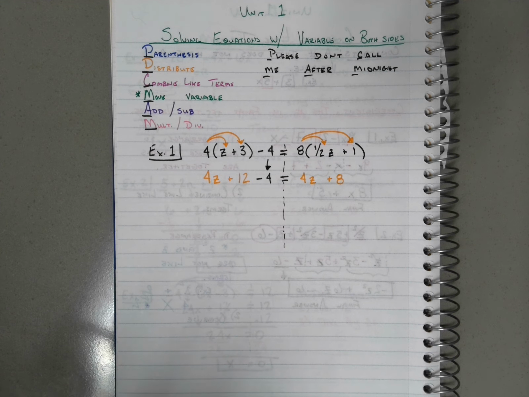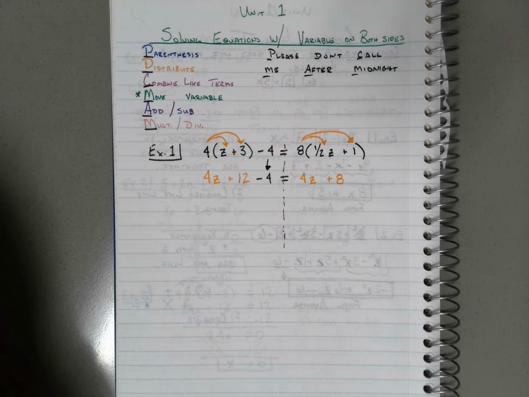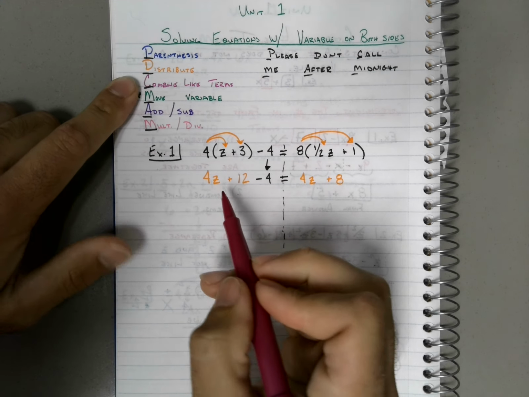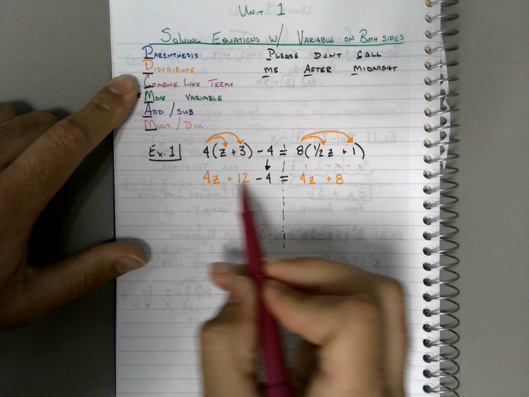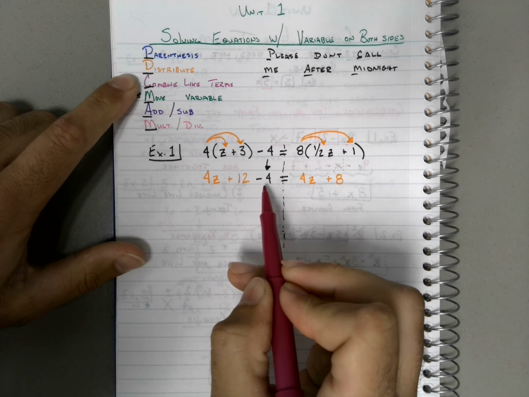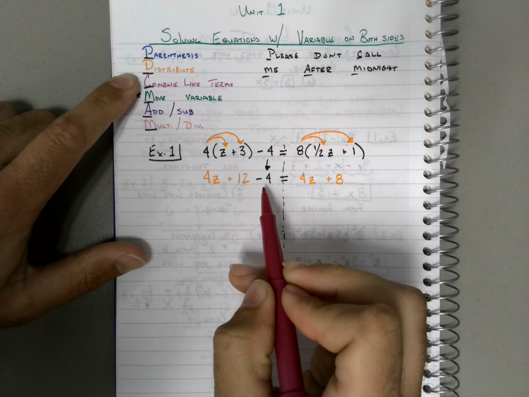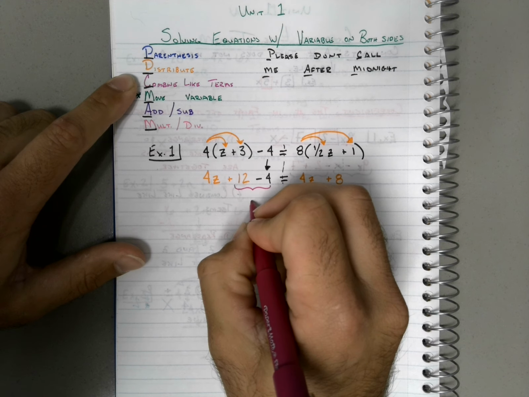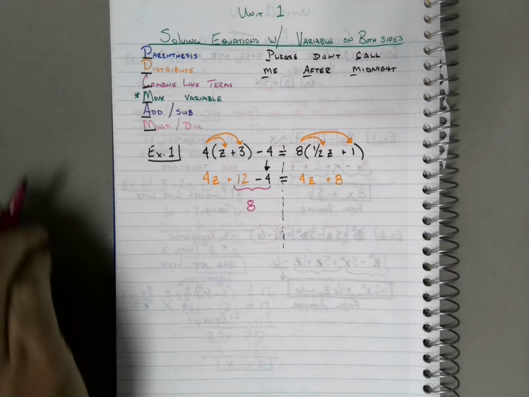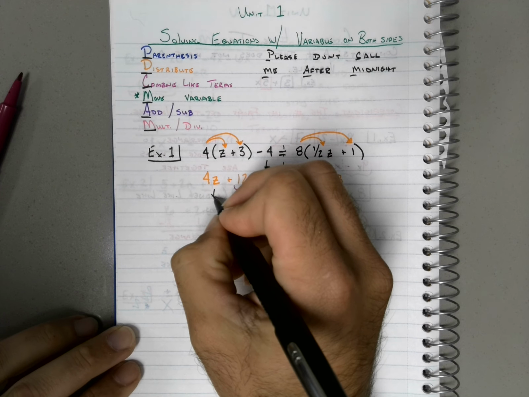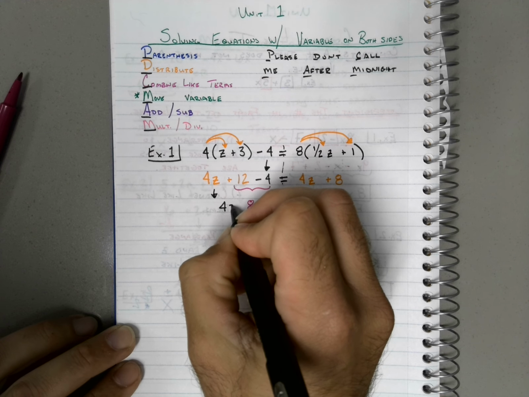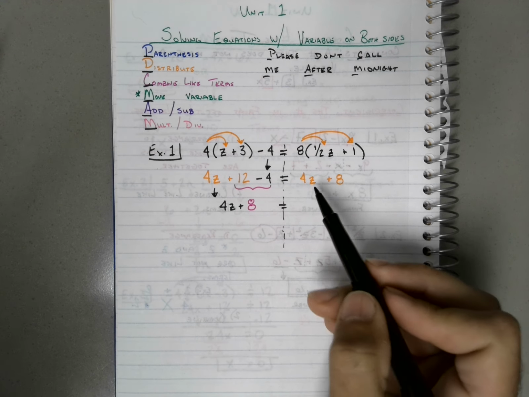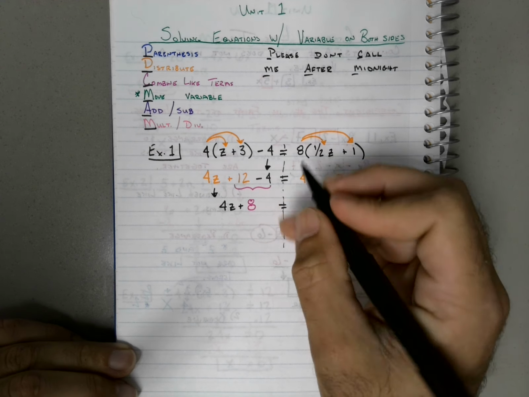The next thing it tells us to do is combine like terms. So look for like terms on this side. Z, are there any z's on this side? Nope. Now 12 minus 4, those are constants. So what is 12 minus 4? 12 minus 4 will give us 8. All right, and bring down whatever's left. So I have 4z plus 8 equals 4z plus 8. Are there any like terms on this side? Nope.